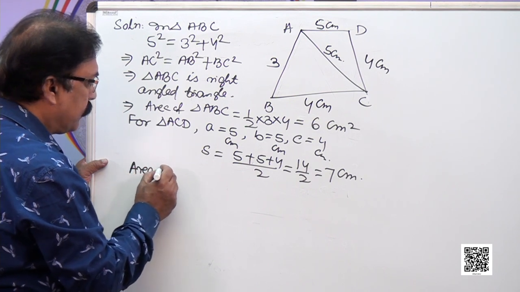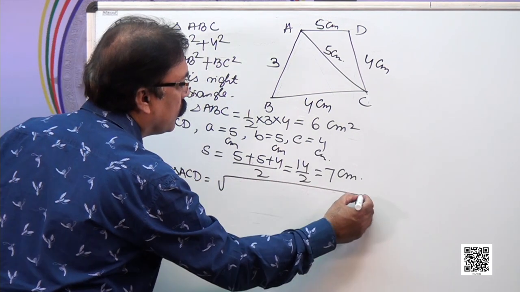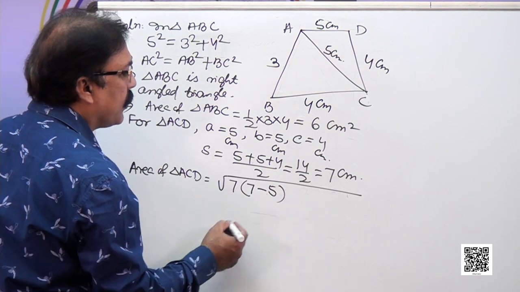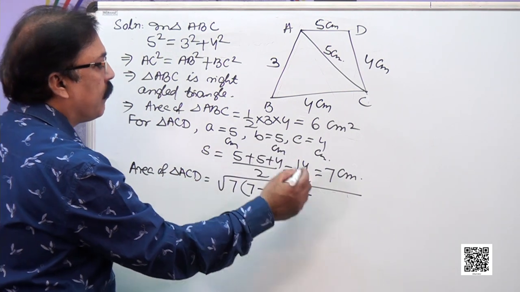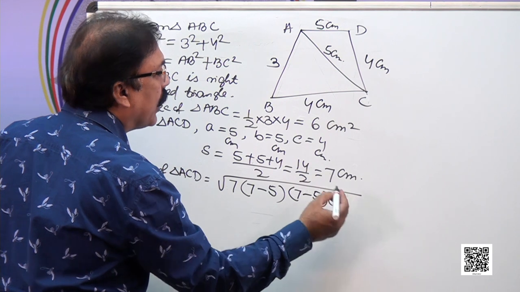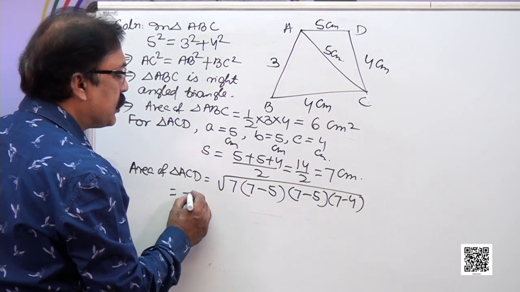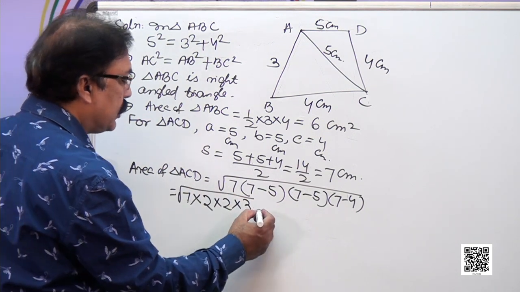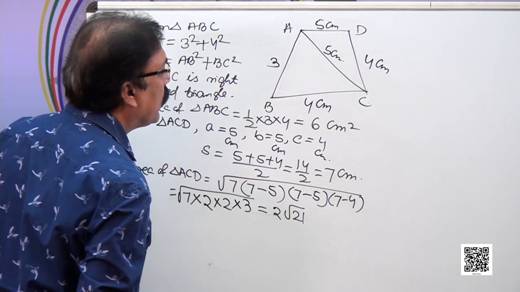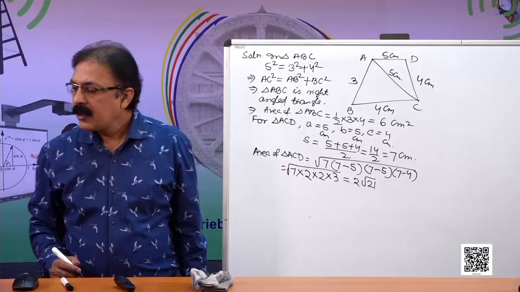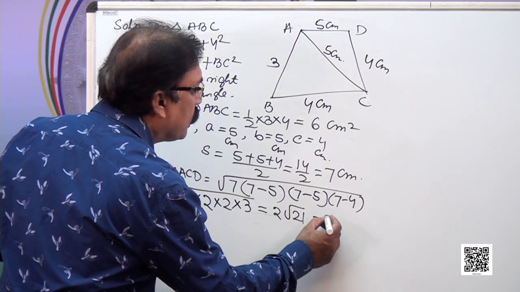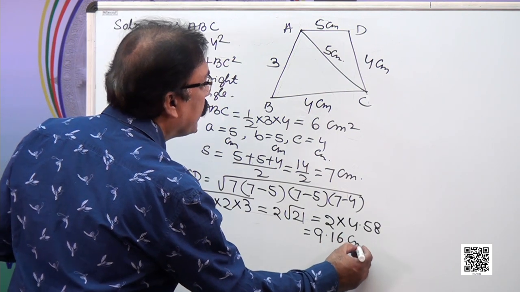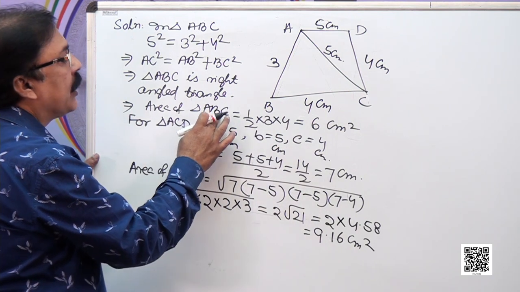If S is 7 centimeter, then what is the area? So area of triangle ACD is equal to square root of S, S is 7, into S minus A, means 7 minus 5, then 7 minus 5 and then 7 minus 4. That gives 7 into 2 into 2 into 3, square root of this. This gives 2 into square root of 21. Now, we can find the value of root 21. This is equal to 2 into 4.58, that gives 9.16 centimeter square.